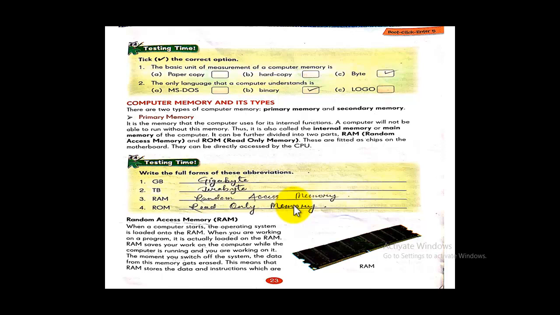Now after this computer memory, let's see the first primary memory, that is random access memory, RAM. Primary memory is divided into two types, RAM and ROM. Let's see the first one, RAM, random access memory.